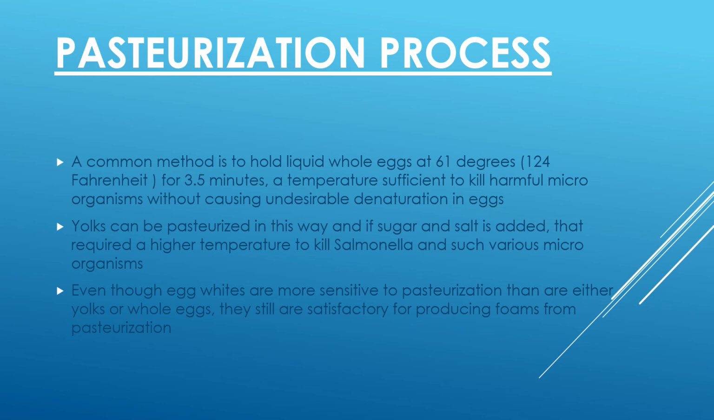Pasteurization is a common method, which is to hold the liquid whole eggs at 61 degrees Fahrenheit for 3.5 minutes, a temperature sufficient to kill harmful microorganisms without causing undesirable denaturation in eggs. Since it is rich in proteins, and the favorite food of most of the microorganisms is protein. Yolks can be pasteurized in this way, and if sugar and salt is added, that required a higher temperature to kill salmonella and such various microorganisms.